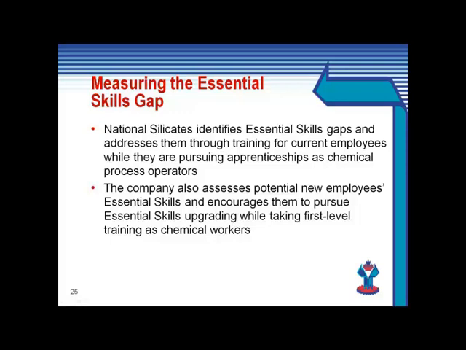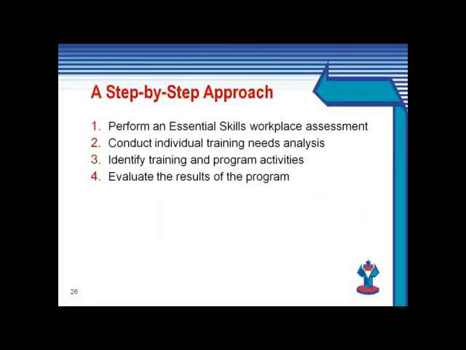National Silicates identifies essential skills gaps and addresses them through training for current employees while they are pursuing apprenticeships as chemical process operators. The company also assesses potential new employees' essential skills and encourages them to pursue essential skills upgrading while taking first-level training as chemical workers. For both groups, essential skills upgrading is instrumental to individuals' progress in job-specific training. The case study illustrated the benefit of investing in training of essential skills in apprentices.